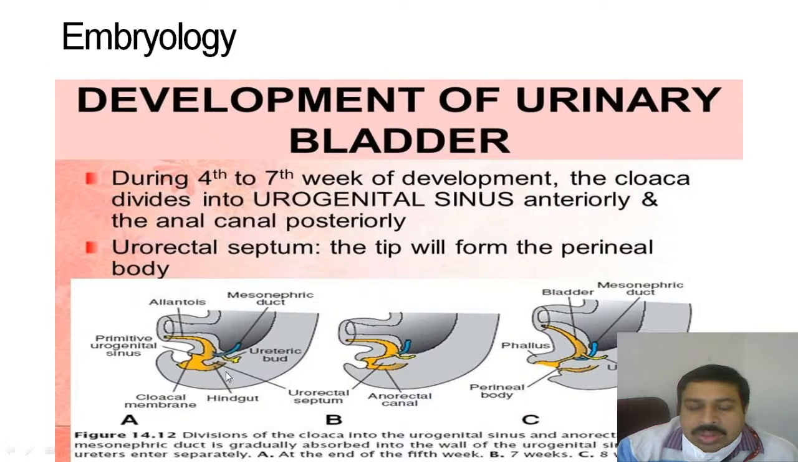What happens from the kidney, ureter, bladder perspective? You can see here this blue thing. What is this blue thing? It is the mesonephric duct, and something here, the yellow one, is also developing. This is the ureteric bud. So this is happening in the urogenital area.